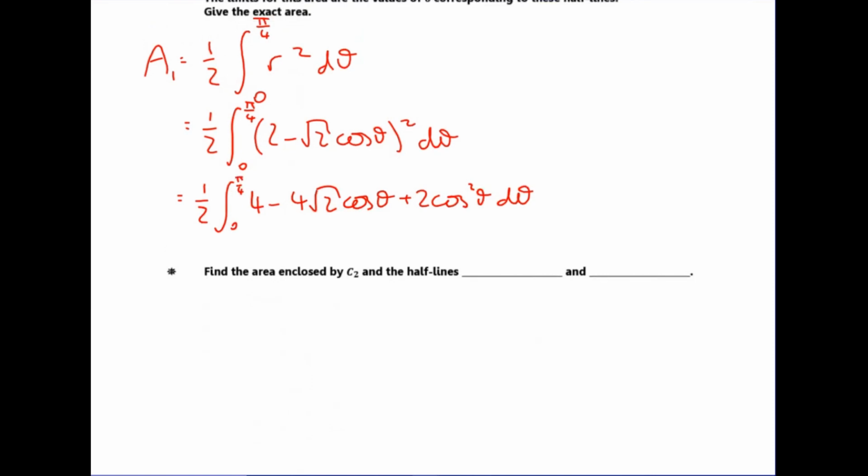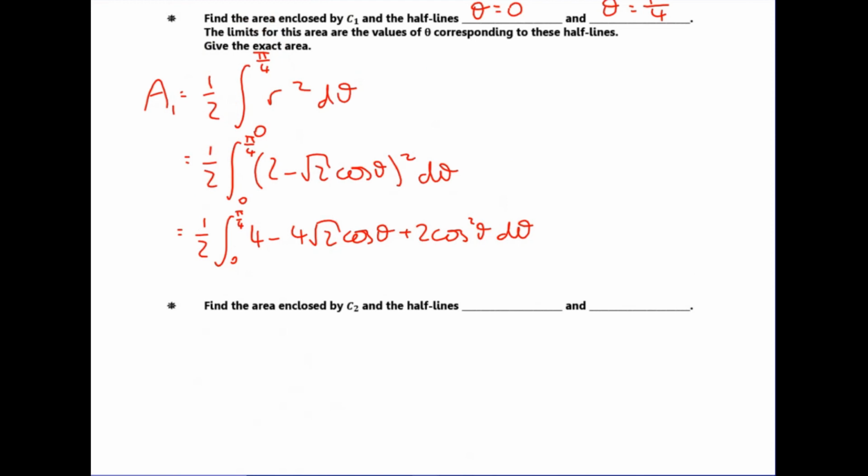Not a lot of spaces. So then I'm going to use my double angle formula for cos. I'm going to use that cos 2 theta is 2 cos squared theta minus 1. Because I've got 2 cos squared theta here, I can just swap it for cos 2 theta plus 1.